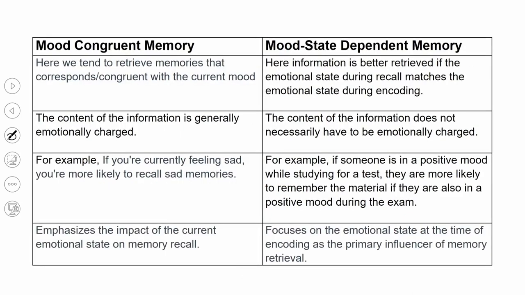I just made a tabular comparison between mood congruent memory and mood state dependent memory, to show how they are different. In mood congruent memory, we tend to retrieve memories corresponding to the current mood. So, the current mood is important in mood congruent memory.